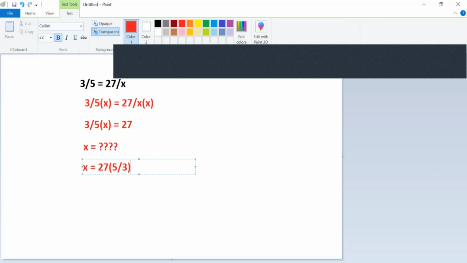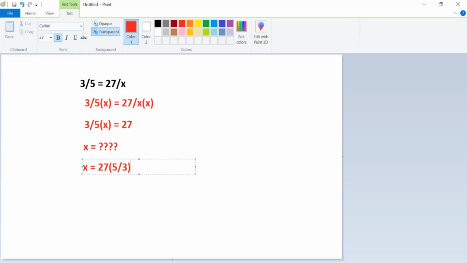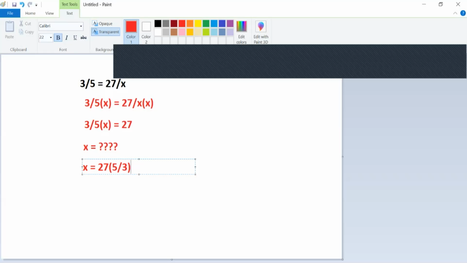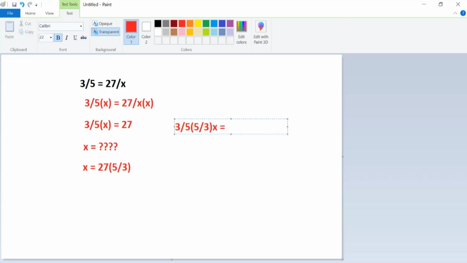Does that make sense? I just moved the 3/5 to the right-hand side by cross multiplying. I could have put it over here to show you: I'm going to multiply 3/5 by 5/3 on the left-hand side, and that's equal to 27 times 5/3.